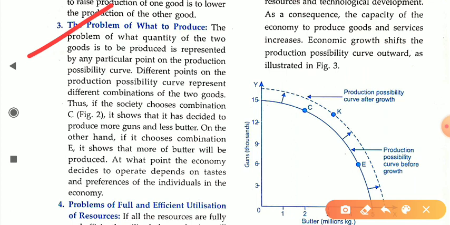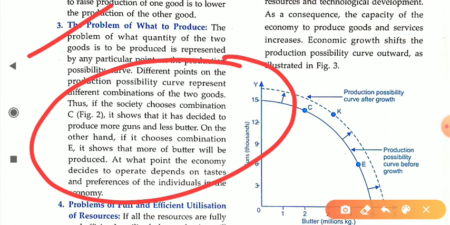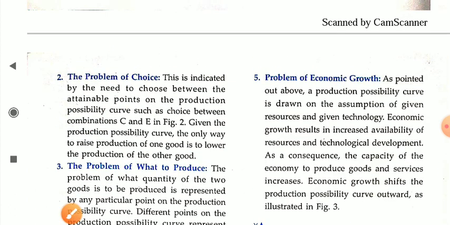Okay student, thus if the society chooses combination C, which I told you, it shows that it has decided to produce more guns and less butter. On the other hand, if it chooses combination E, it shows that more butter will be produced as compared to guns. So at what point the economy decides to operate depends on the taste and preference of the consumer.